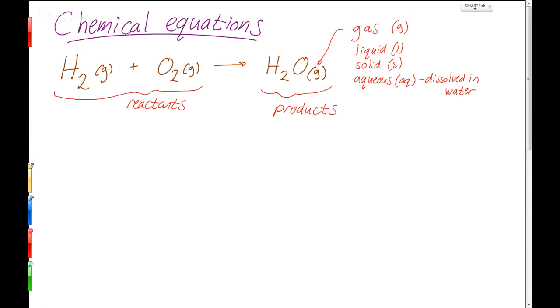Anybody see anything wrong with this chemical equation? There's something wrong here. Yeah, we lost an oxygen. Does everybody see that? If we add up the total numbers of hydrogen and oxygen on the left and on the right, we see there's two hydrogen and two oxygen on the left, and two hydrogen and one oxygen on the right. Why is that not good? Why is that a problem?